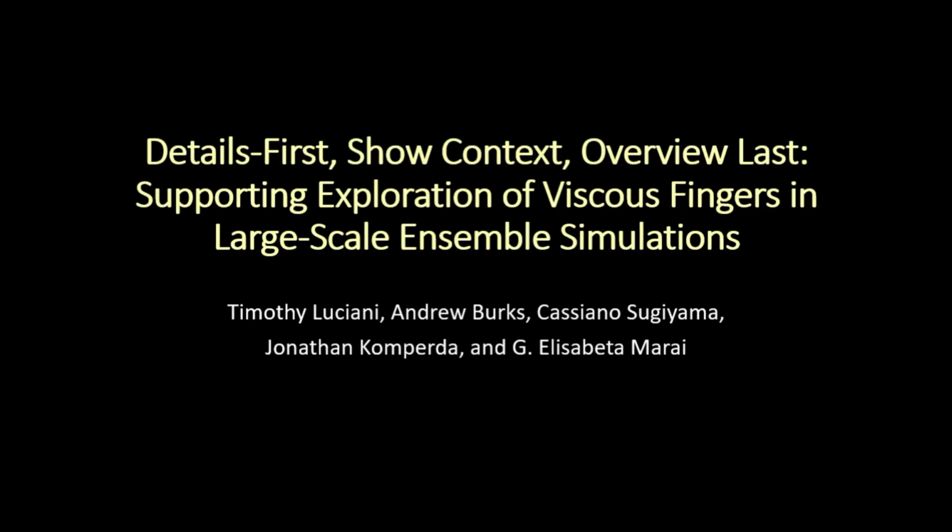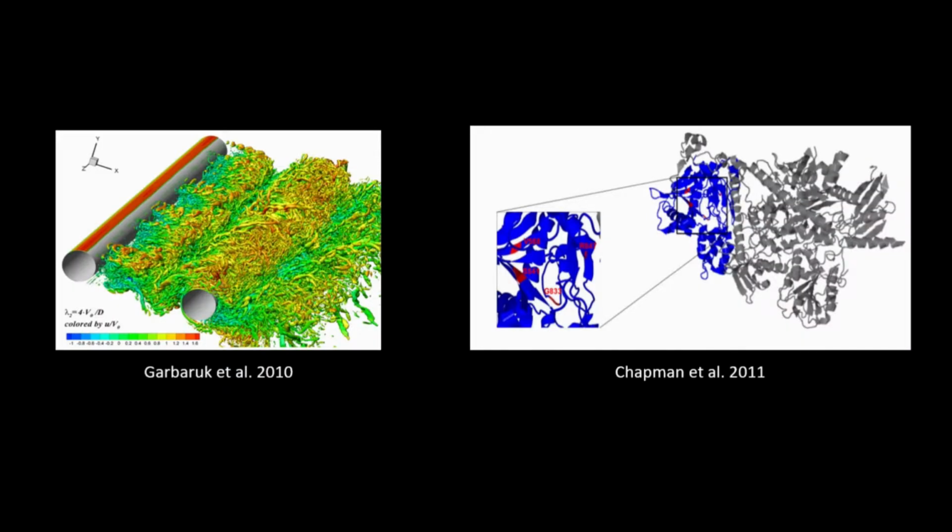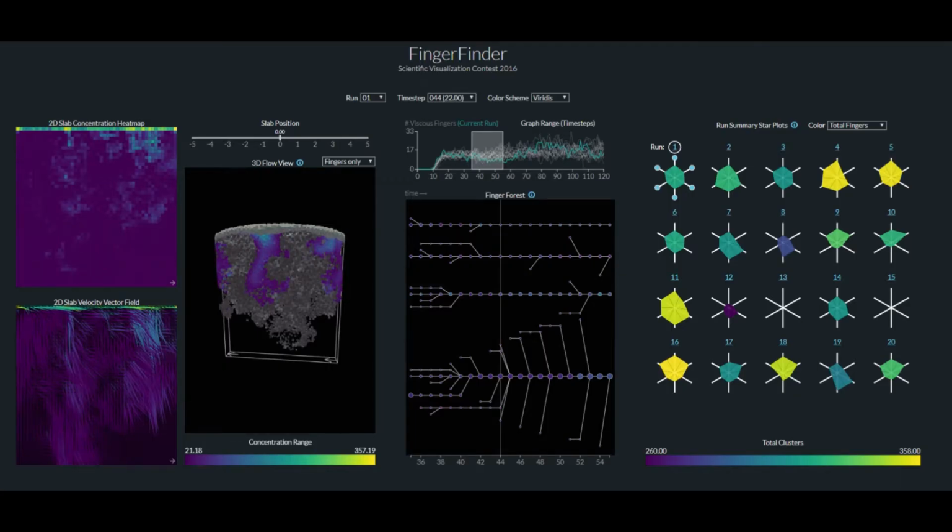In contrast, spatial details are at the very core of most engineering and biomedical visualization endeavors, from vortices and flow simulation to bonding sites and protein structures. In this discourse paper, we provide theoretical reasoning and practical evidence to support a details-first, show-context, overview-last model.